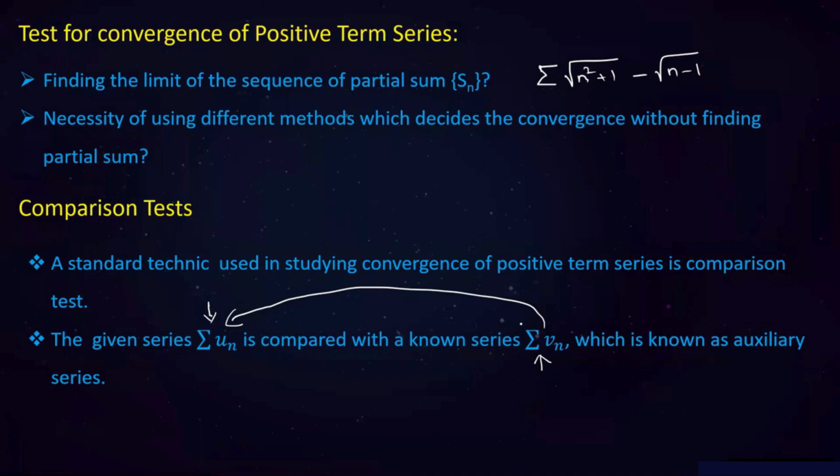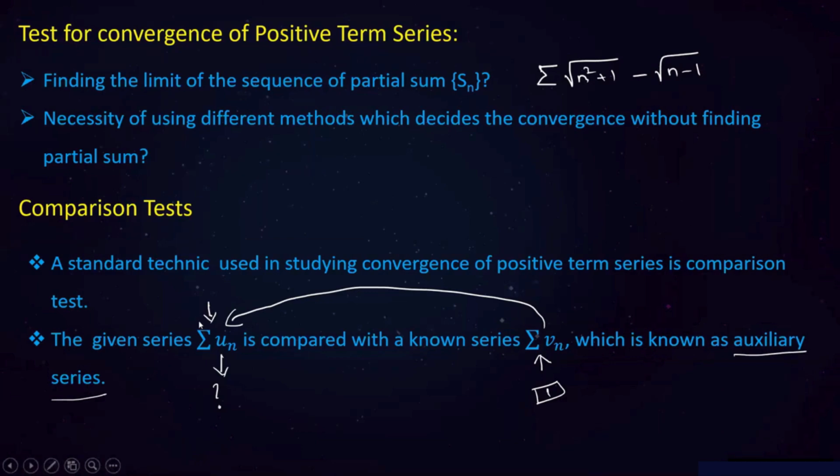Whatever known series you are considering here, we call this known series the auxiliary series, right? I'll tell you how to compare summation un and summation vn. That's a different story. But I'm only telling you what we do in comparison tests. So to identify the convergence of this series, we'll use the convergence of a known series. When you already know the convergence of one series, this idea can be used in finding the convergence of other series. Let me just get into that.